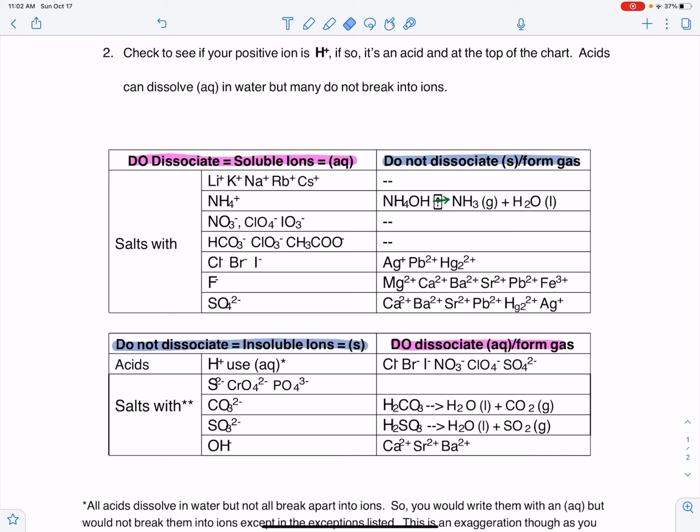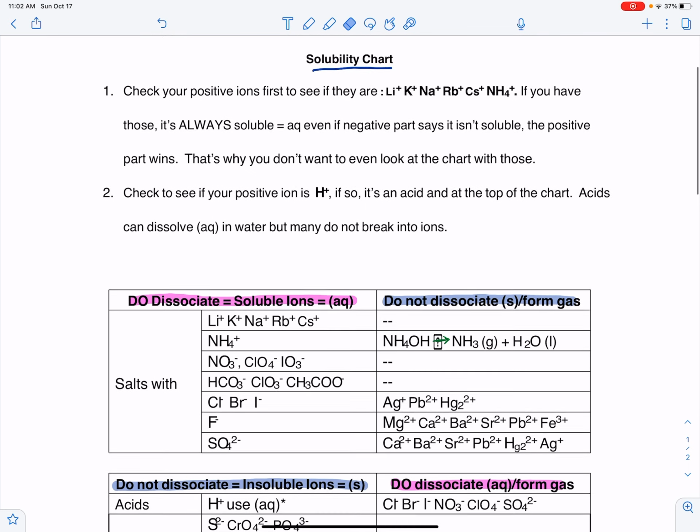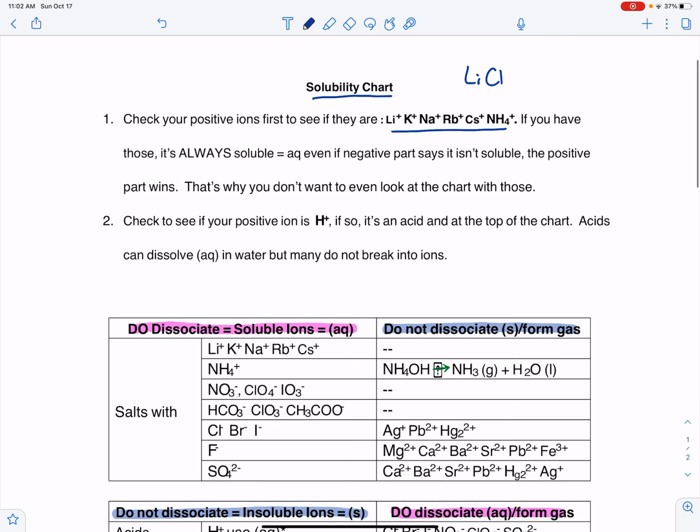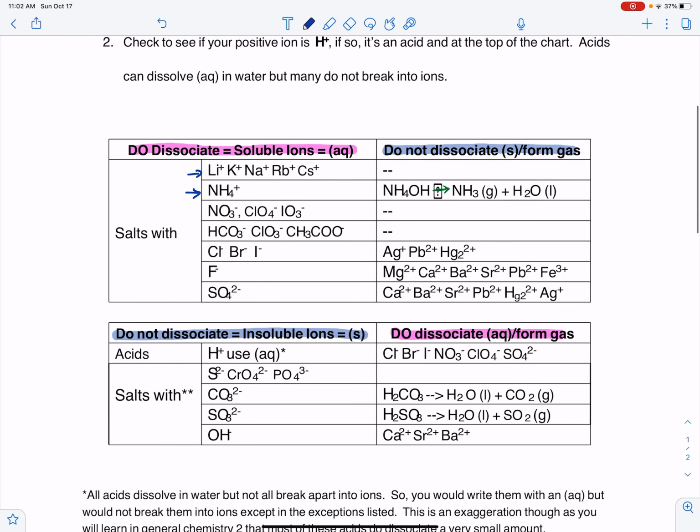There's a few ways to go about using this chart that make it easier to use, and these two tips at the top are very important. Sometimes when you get to looking at salts like LiCl, you're like, oh, there's a positive part, there's a negative part. Which part do I look for when I'm looking on the chart? Well, there's only these positive ions on the chart. So you can see it's this row and this row. If you keep looking, the only other one is this H+. Everything else is a negative.